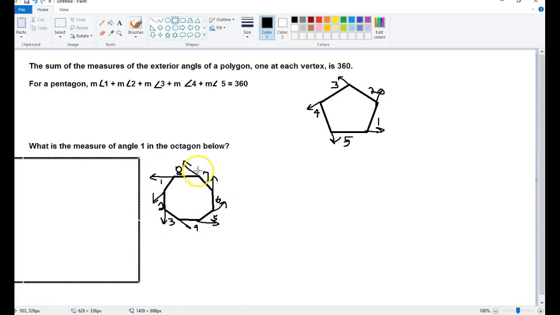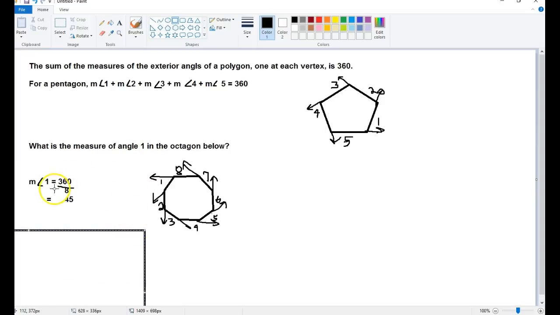Now, since we have 8 different angles and we want to find one of them, we can divide 360 by 8. So the measure of angle 1 is 360 divided by 8, which is 45. So angle 1 would be 45. Actually, all of the angles will be 45 for this, because it is a regular octagon.